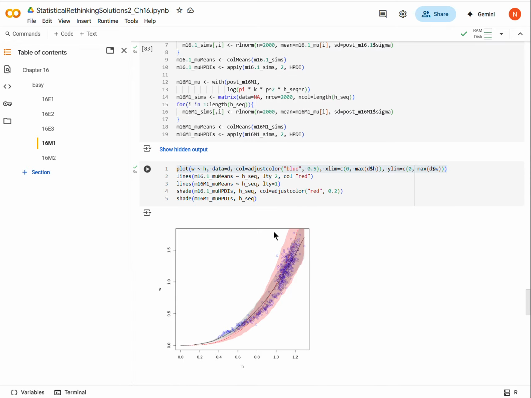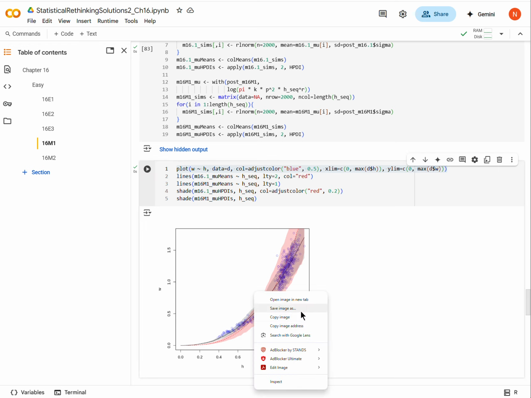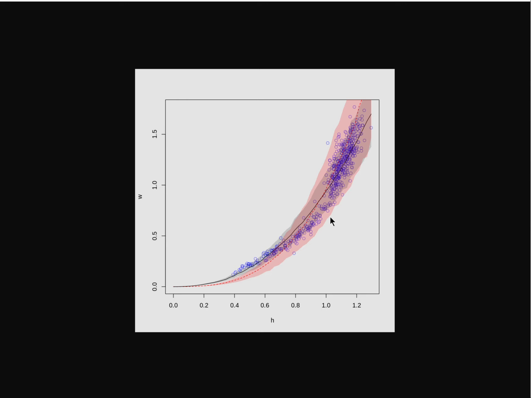But when we finish, what we get is this. I have the data plotted in blue, and in fact, let me just zoom in here. Okay, and now I have the new model plotted in black, and its errors, the HPDI, in gray, and you can see it going up, and then the original model in red.